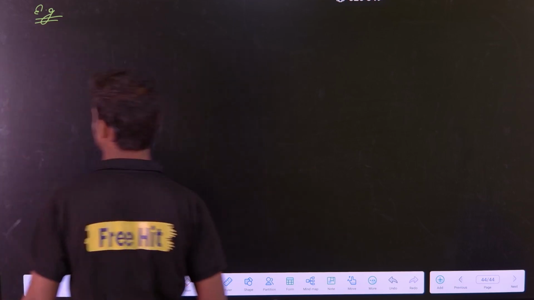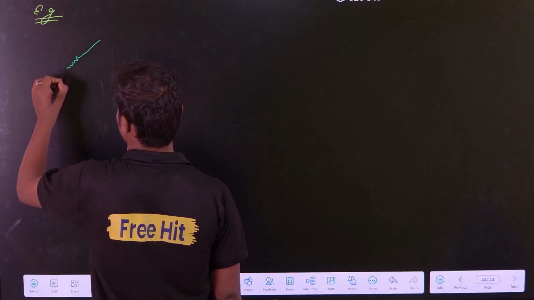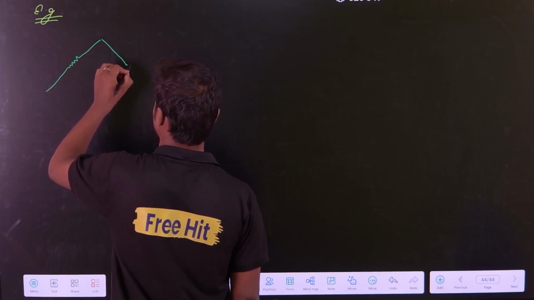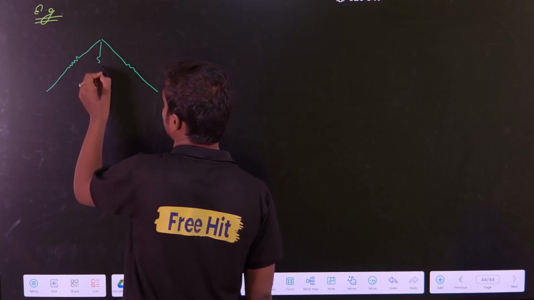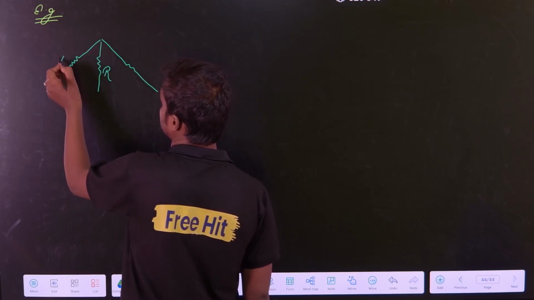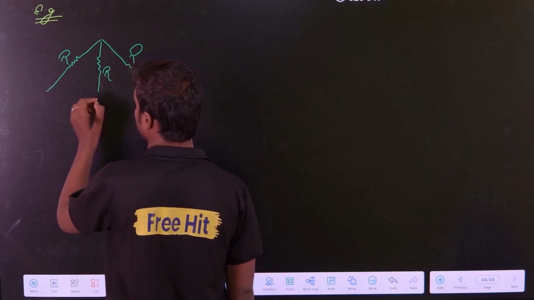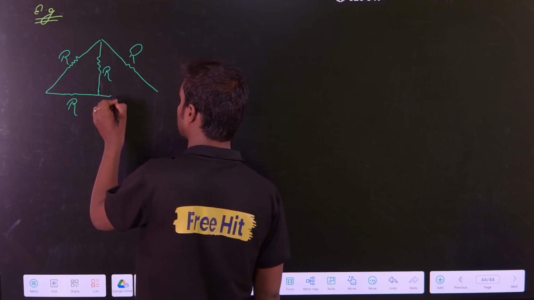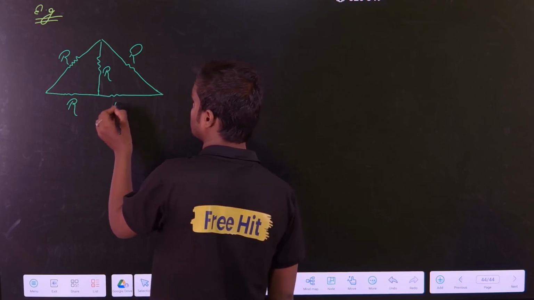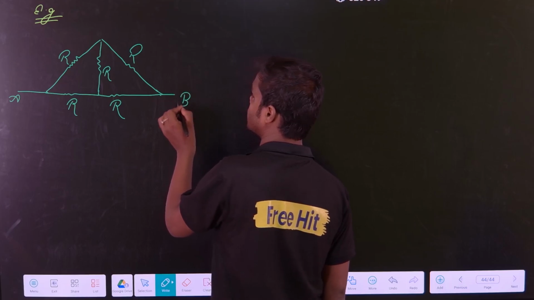Okay, so suppose this is the example I am taking. This is R, this is R, this is R, this is R, this is R, this point is A, this point is B.